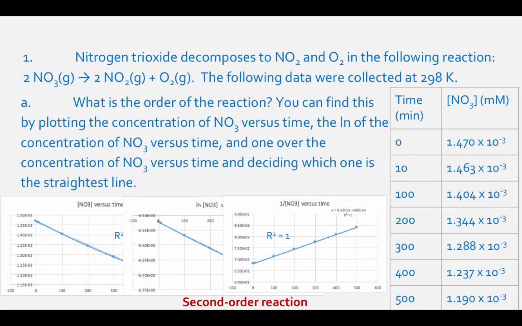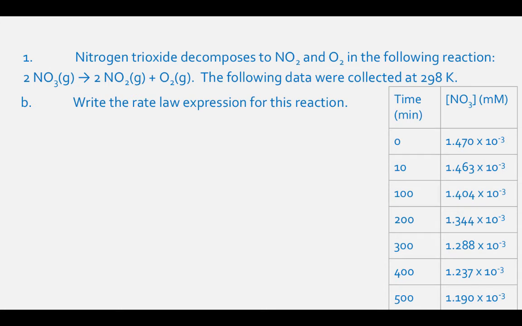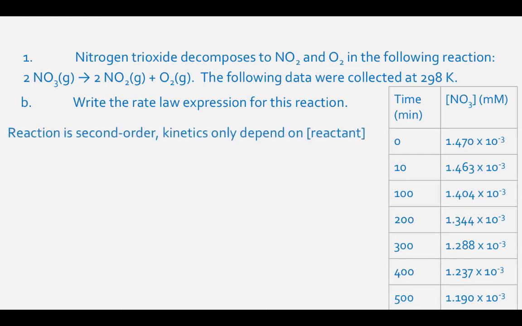For part B, write the rate law expression. We know that it is second order, and that the kinetics of a reaction only depend on the reactants. So the rate law is rate equals K, the rate constant, times the concentration of NO3 squared.